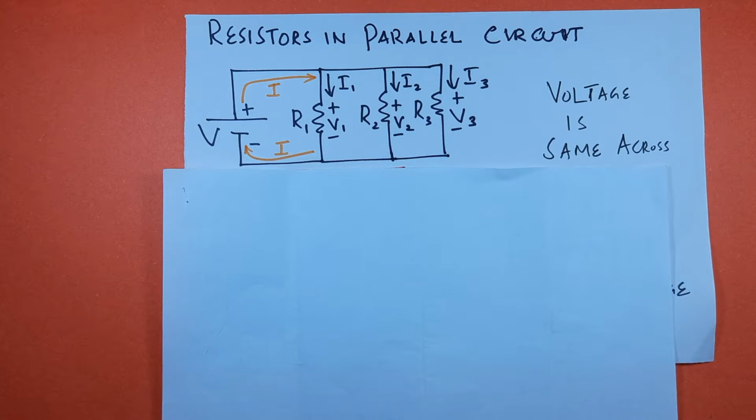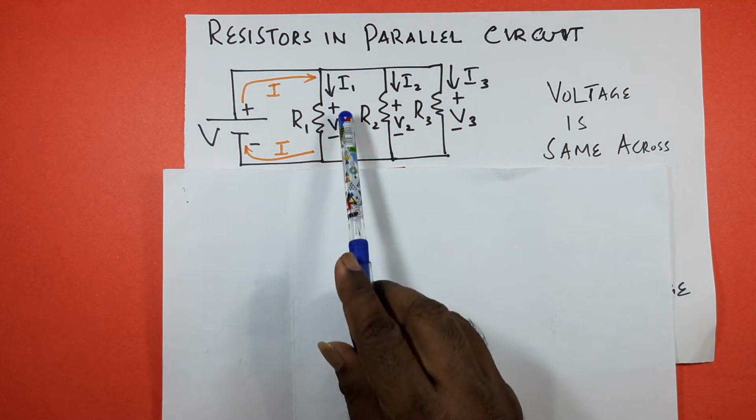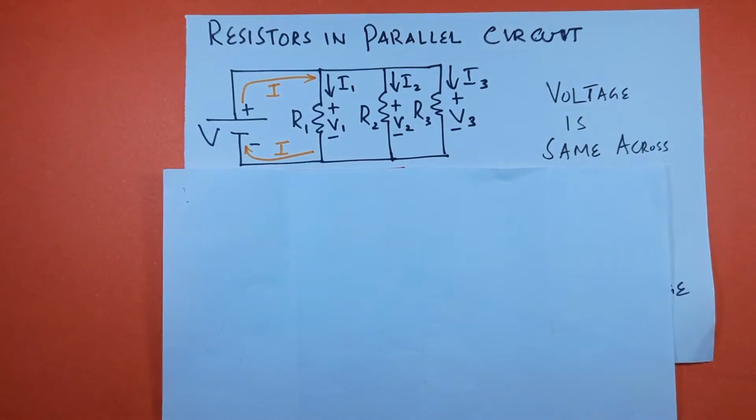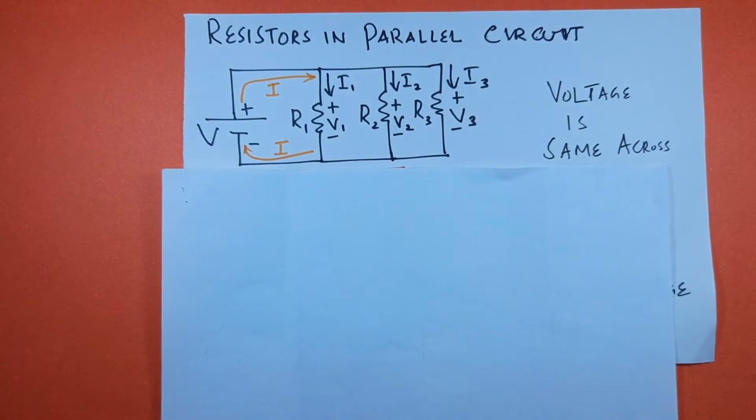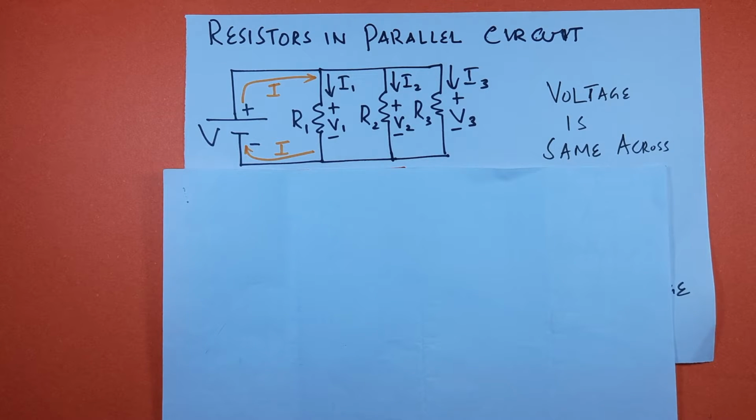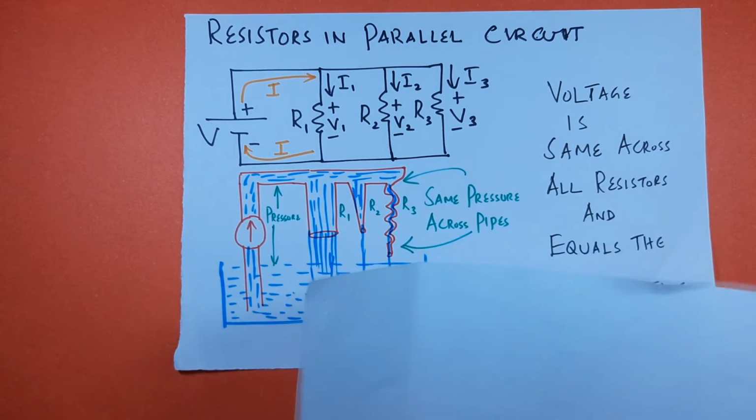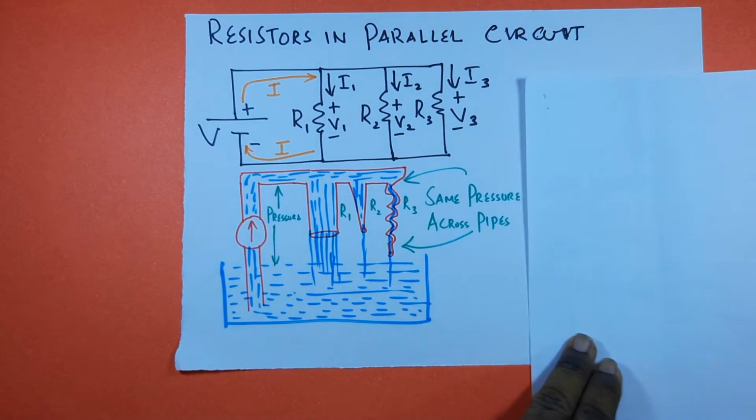And I already told you, whenever current flows through a resistor, a voltage will be dropped across it. The current entry point is plus, the current exit point is minus. So the voltage drop across R1 is V1, across R2 is V2, and across R3 due to current I3 is V3. To understand this, I will give a simple analogy.